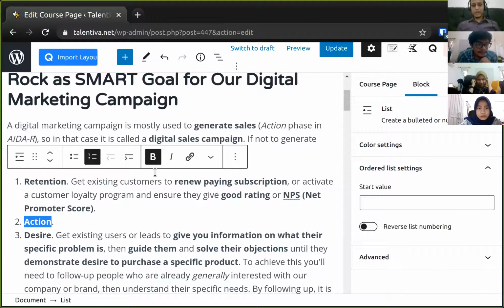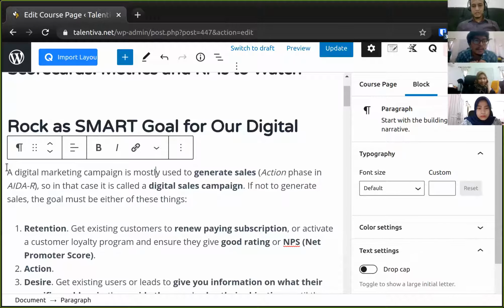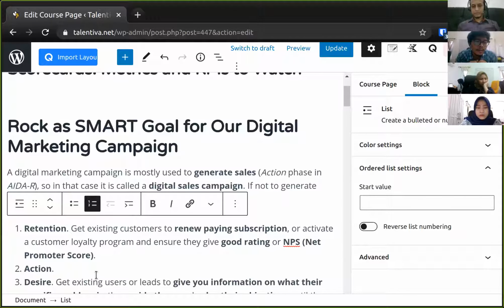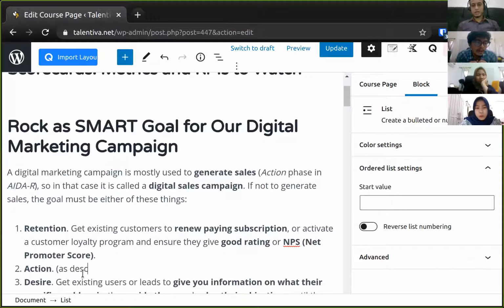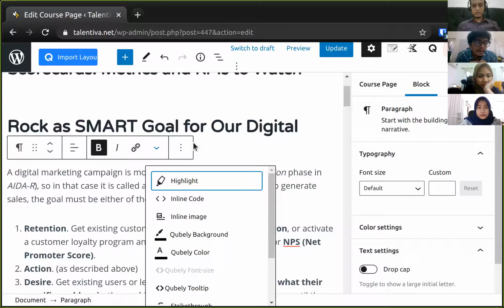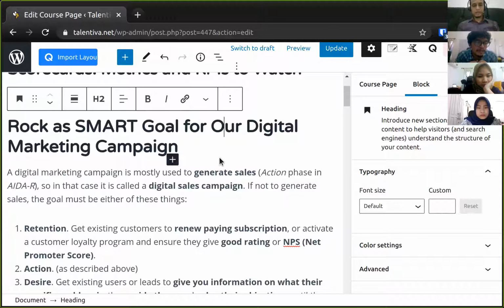Actually, because the action is the most important one. As described above, action is the most important goal in every campaign. That's why I say that a digital marketing campaign is mostly used to generate sales, or the action phase in AIDA.